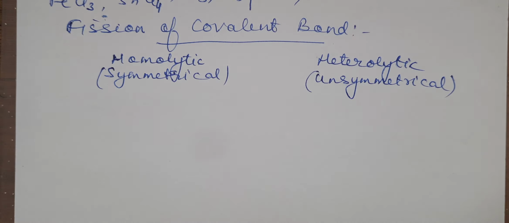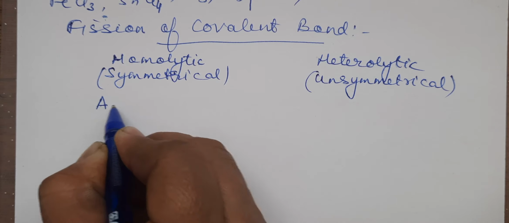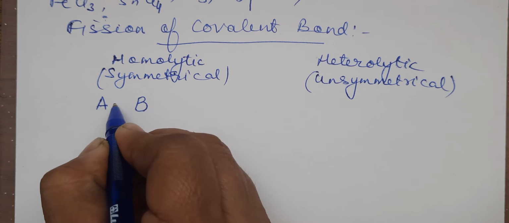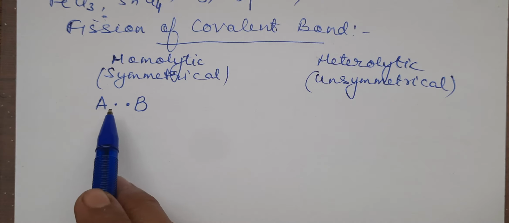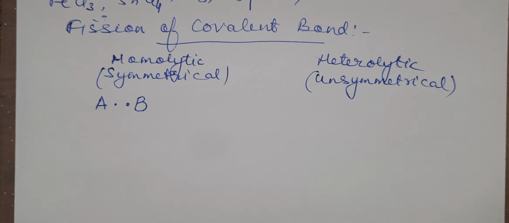Unsymmetrical fission is heterolytic fission. Now, symmetrical fission means, suppose you have an example of a bond between two atoms, say A and B. And you know every covalent bond is made up of two electrons, because a covalent bond is formed by sharing of the electrons.